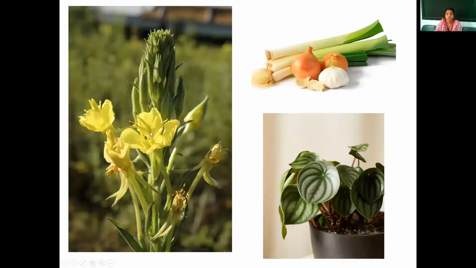So this is Oenothera, where the monosporic type of embryo sac is reported, and this is Peperomia, where the bisporic embryo sac you can see, and in Allium, the tetrasporic embryo sac.